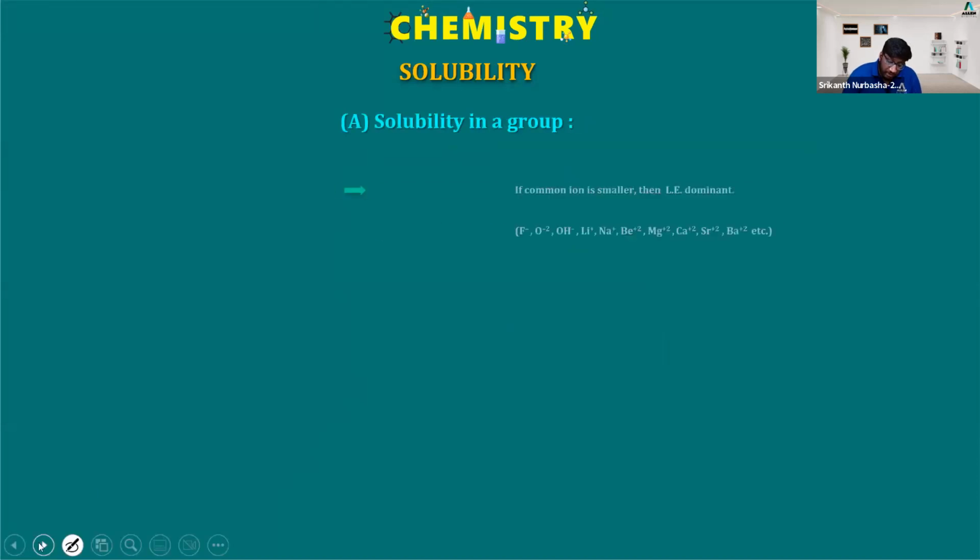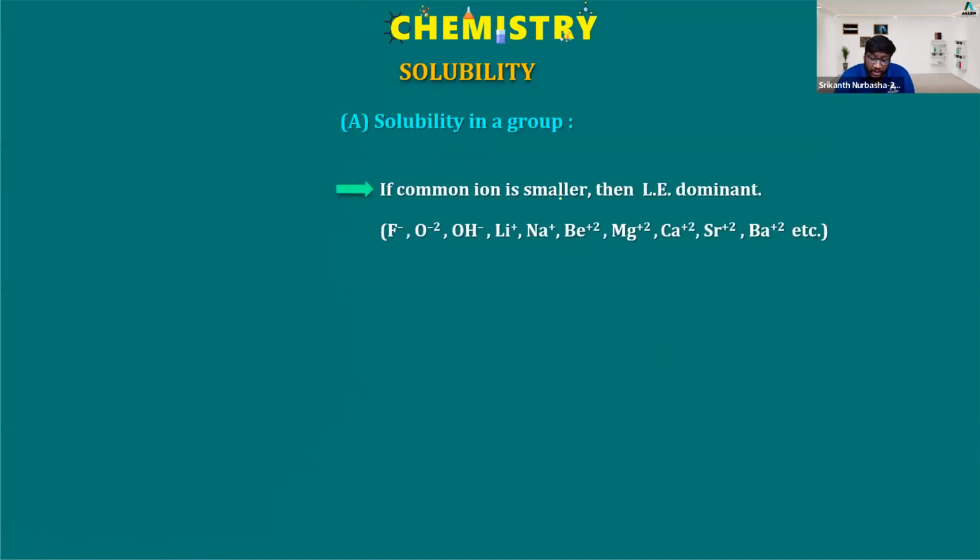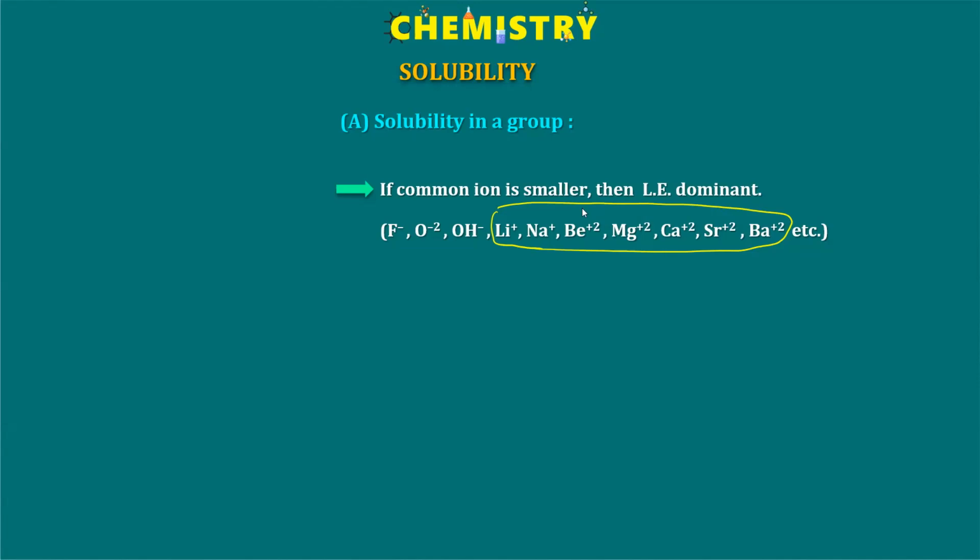Solubility in a group, you try to compare. Understand this point carefully. If the common ion is smaller, then lattice energy is dominant. Examples: F minus, O2 minus, OH minus, Li plus, Na plus, Be plus 2, Mg plus 2, Ca plus 2, Sr plus 2, Ba plus 2. The group 1 cations except K plus, Rb plus, Cs plus, and F minus, O2 minus, OH minus are the most important examples. If the common ion is a smaller ion, which is dominant among hydration enthalpy and lattice enthalpy? Lattice enthalpy is dominant.